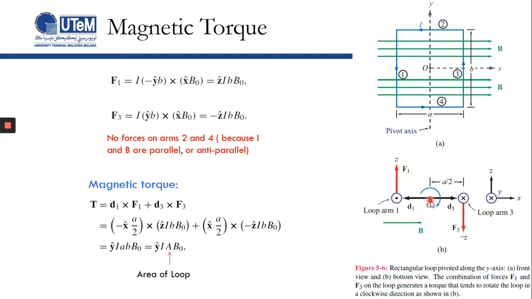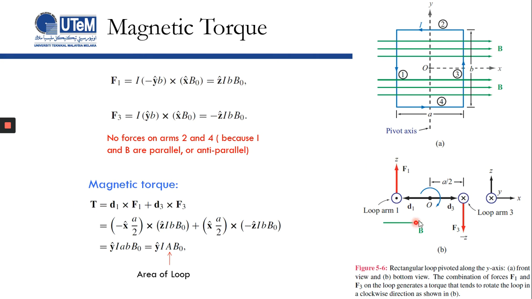Because the coil is fixed at its axis in the center, it will rotate around its axis, in this case in a clockwise direction. So the magnitude or the strength of the torque will depend on the distance from the center of the axis to the endpoint, here D1 and D3, or the radius, and the force itself.